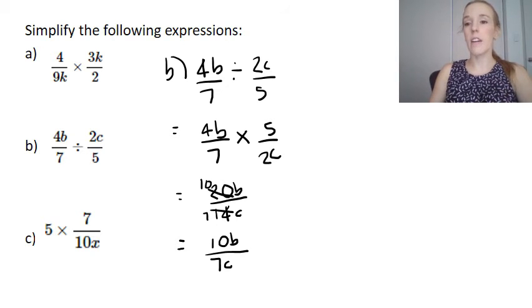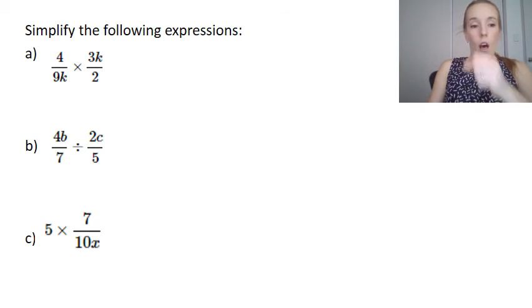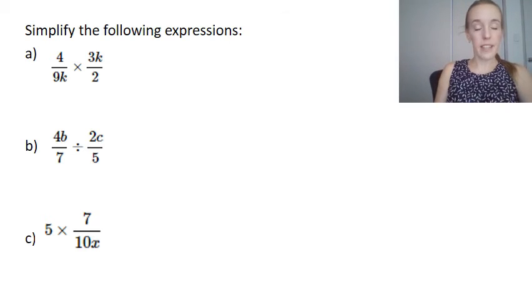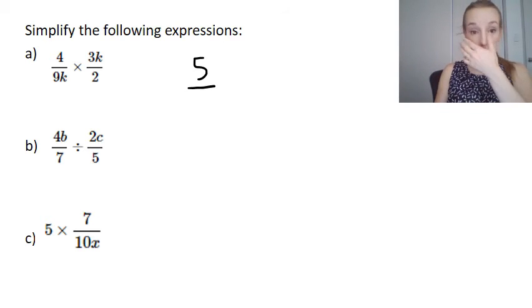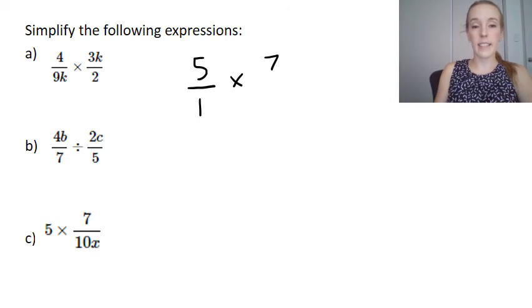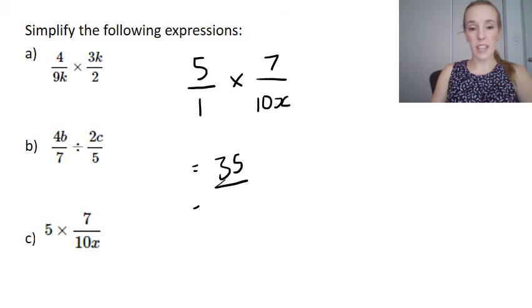And again, I'll clear it so we can do C. C is another multiplication, sorry. So it's 5, which we know is the same as 5 over 1. So 5 multiplied by 7 over 10x. 5 times 7, 35. 1 times 10x is 10x.